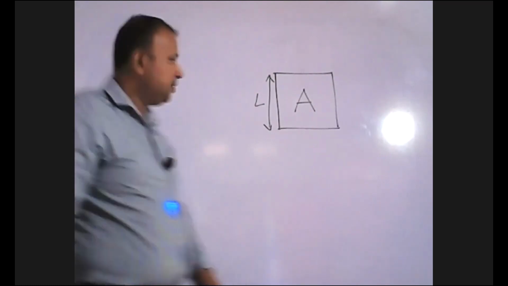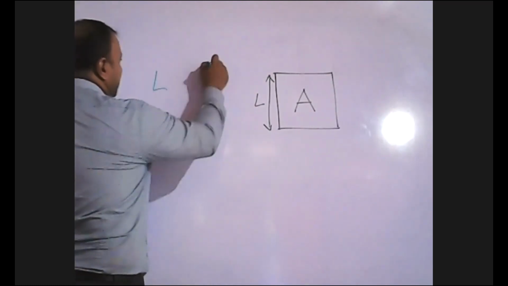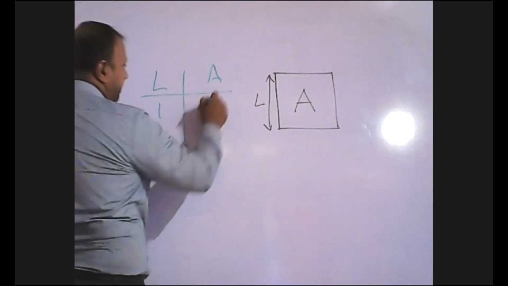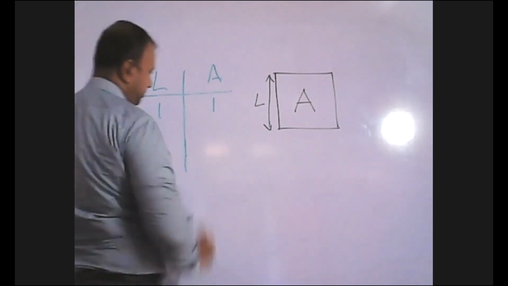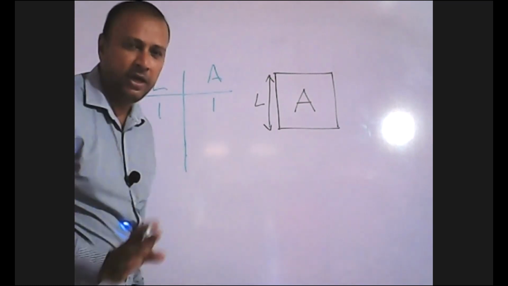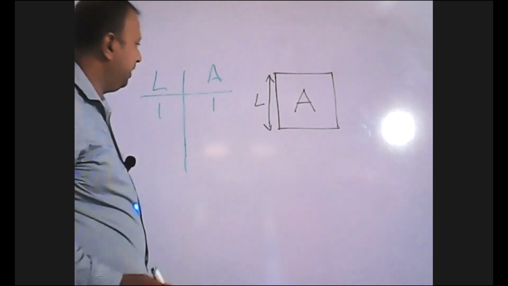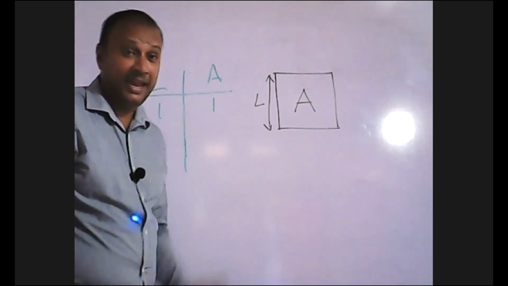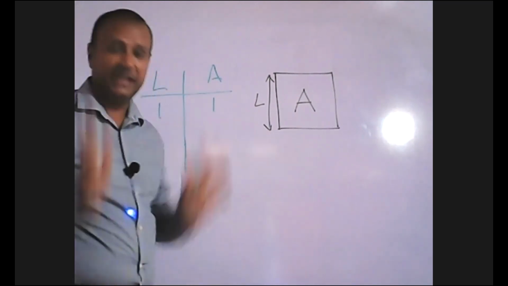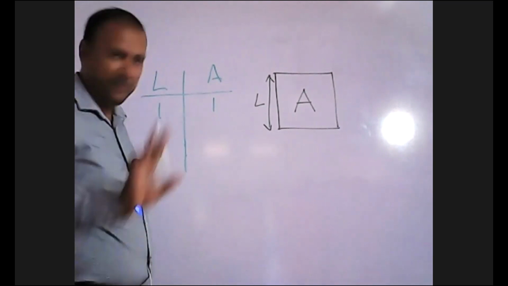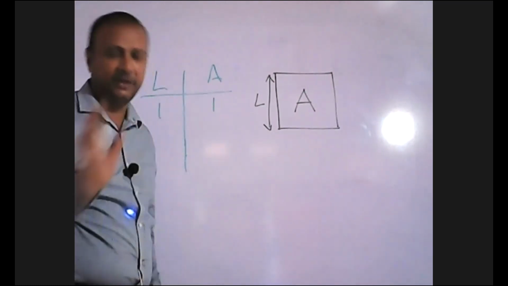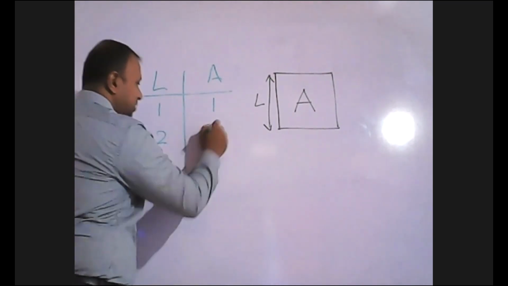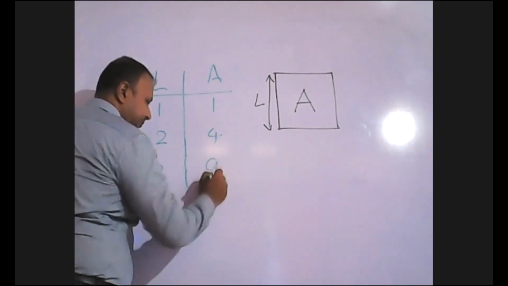Okay, look at this. L. If L is 1, A is 1. Suppose I can measure the area with some machine. Don't think that you need L square to find the area; think that the area is measured by a machine. When L is 1, A is 1. L is 2, A is 4. L is 3, A is 9.